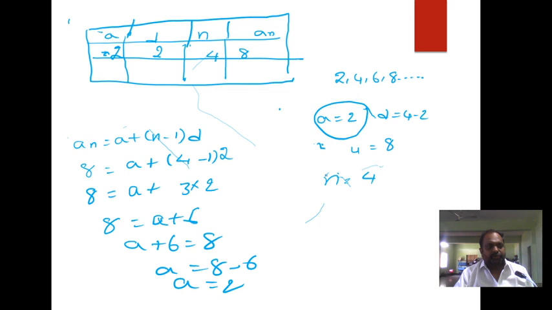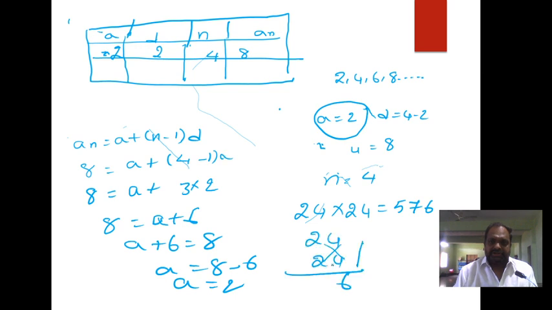So another technique. 24 into 24 is equal to 576. It means 24 into 24: 4 4s are 16, 2 4s are 8, 4 2s are 8, 8 plus 8, 16 plus 1. Here you keep 17, that means 1 carry forward, 7. 2 2s are 4 plus 1, 5.